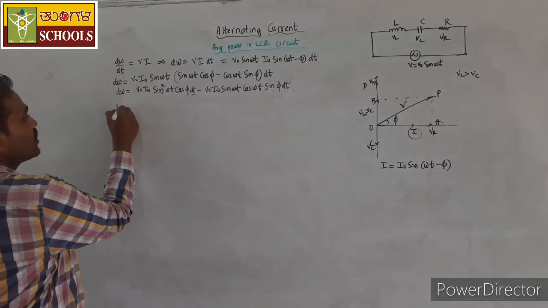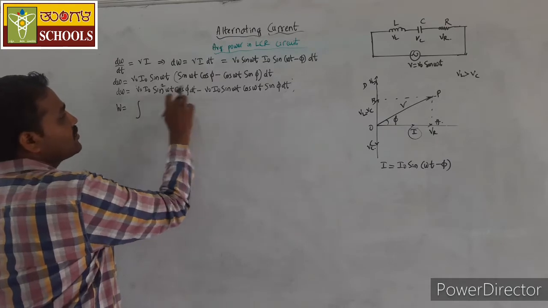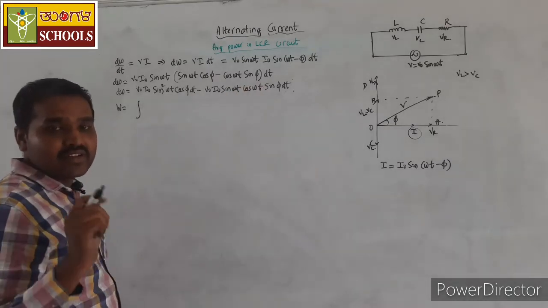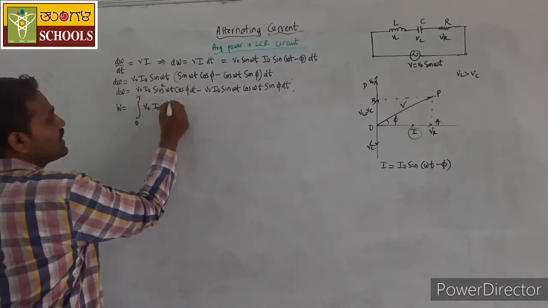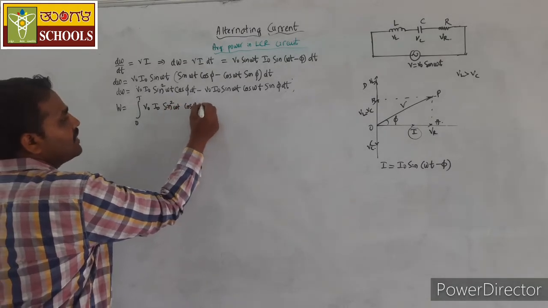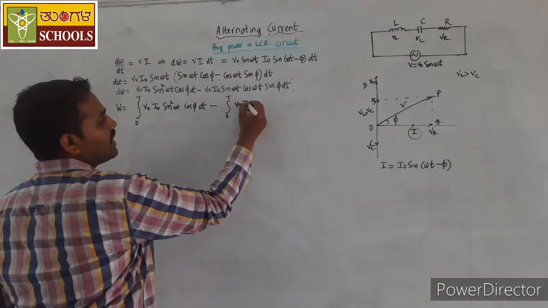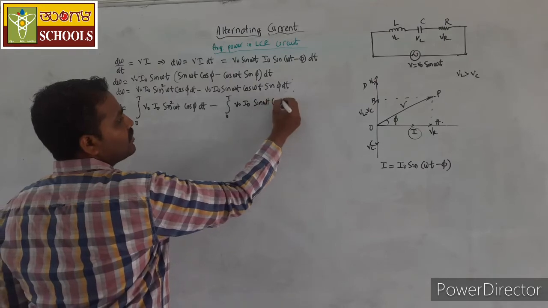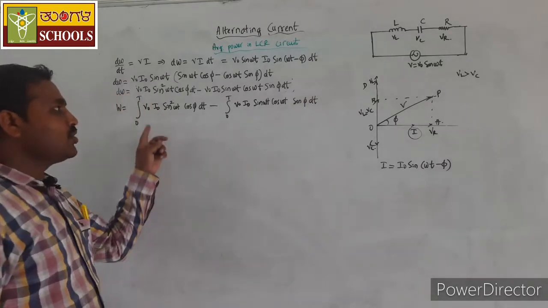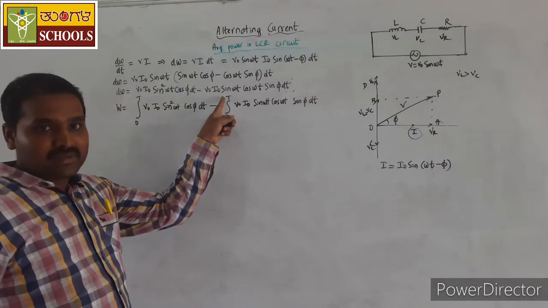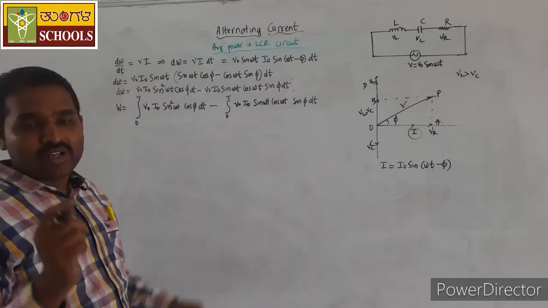So the total work done is the integration of this RHS with respect to time between the limits of 0 to T. I will integrate the RHS, that is V0 I0 sin square omega t cos phi into dt, minus the integration between the limits of 0 to T of V0 I0 sin omega t cos omega t sin phi into dt. Both integrations are between the limits of 0 to capital T, where T is the time period of the alternating current cycle, which indicates one complete cycle.